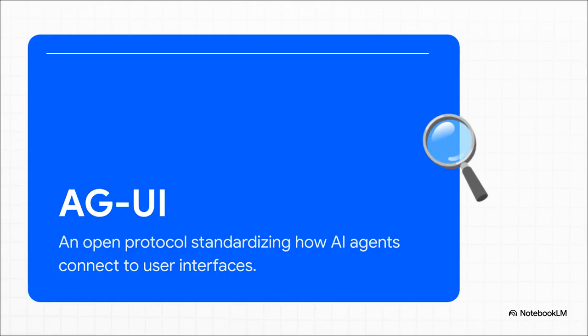And that bridge, well, it has a name. AG-UI. It stands for Agent User Interaction. And what is it? It's an open protocol, a standard for how AI agents talk to user interfaces. The best way to think about it is like a universal translator. It's a super lightweight, event-based system, which basically means it sends little messages back and forth, allowing the back end and the front end to have a real-time conversation for the very first time.